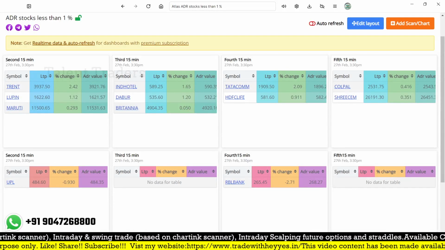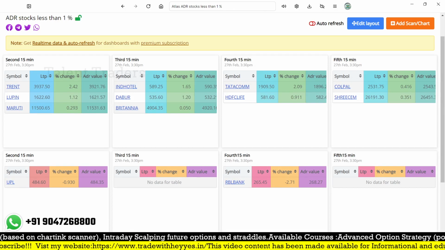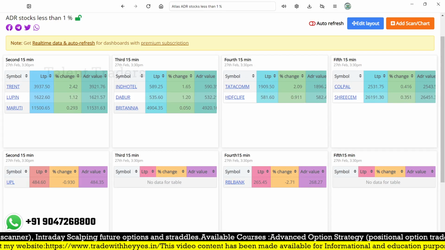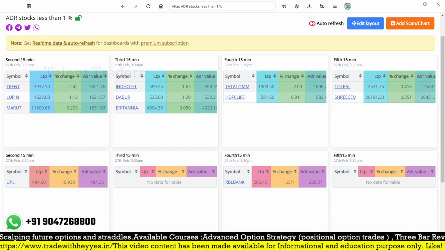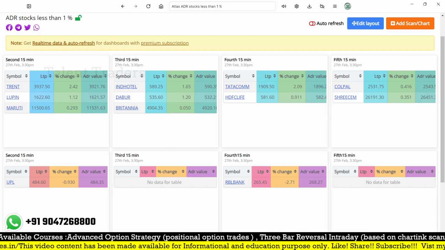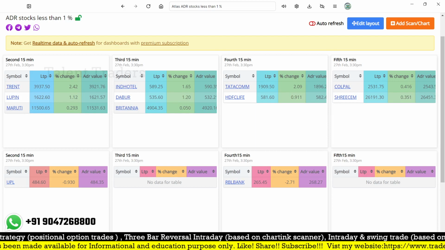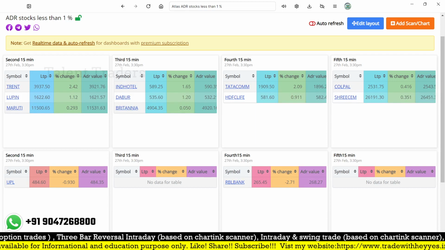Finally, the ADR dashboard is ready, and we completed that ADR dashboard. Less than 1% movement stocks. ADR is one of the indicators available on TradingView. So we derived this indicator in charting, and we completed that ADR scanner.